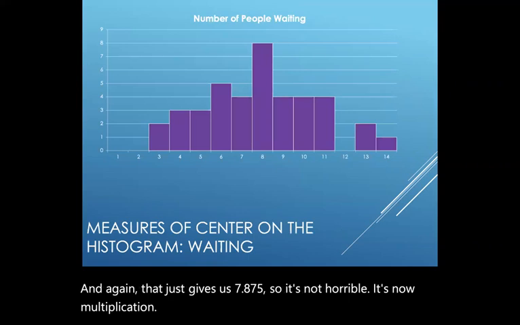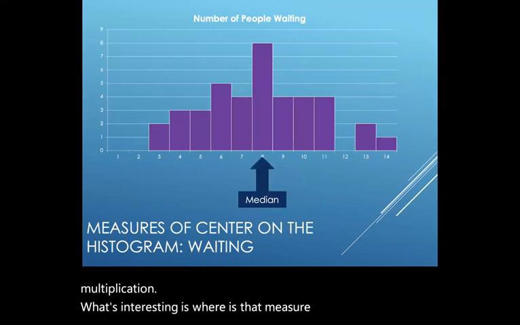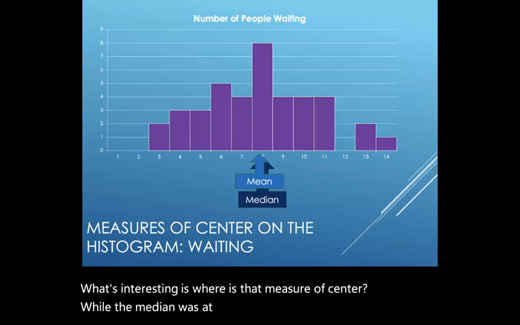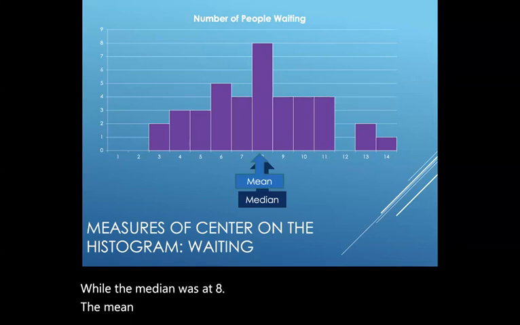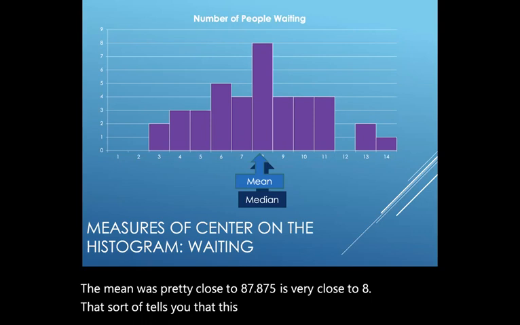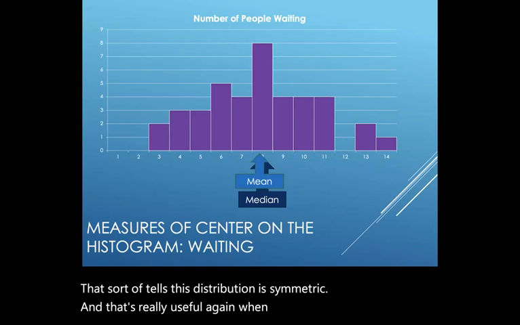Now what's interesting is, where is that measure of center? Well, the median was at 8. The mean was pretty close to 8. 7.875 is very close to 8. That sort of tells you that this distribution is symmetric. And that's really useful, again, when we get to inferential statistics.